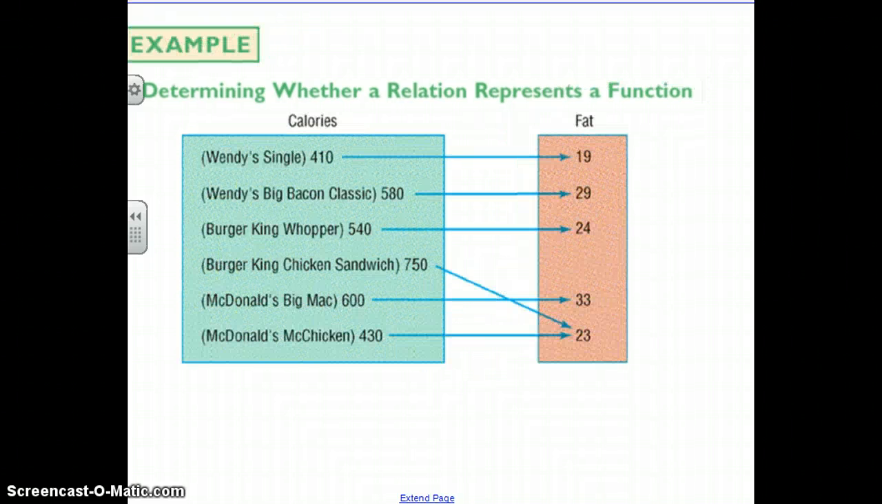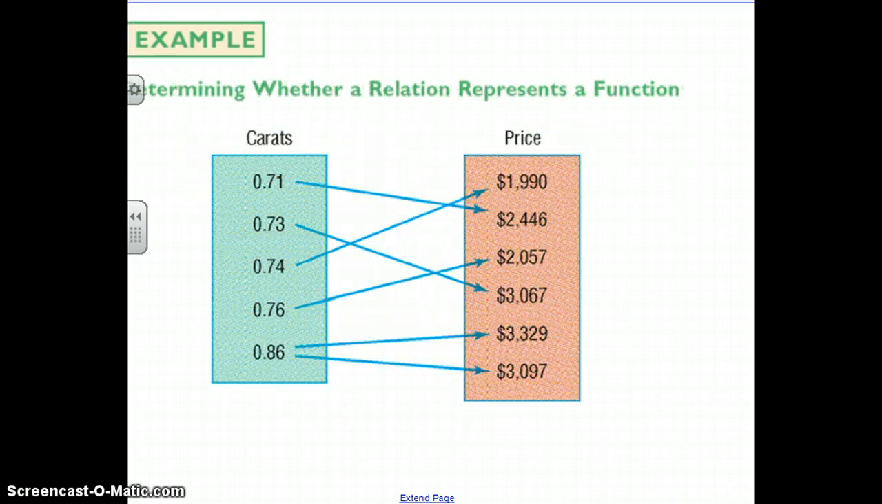In this one, I've got 2 x's going to 23. It's not a one-to-one function, because for every y, there isn't just one x, but it is a function. This one is not a function. I have a problem down here: 0.86 cannot map to 3,329 and then later map to 3,097. So this is not a function.